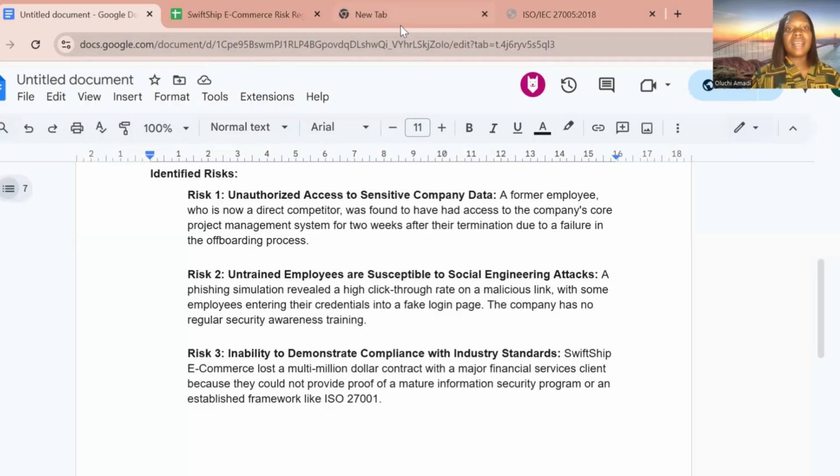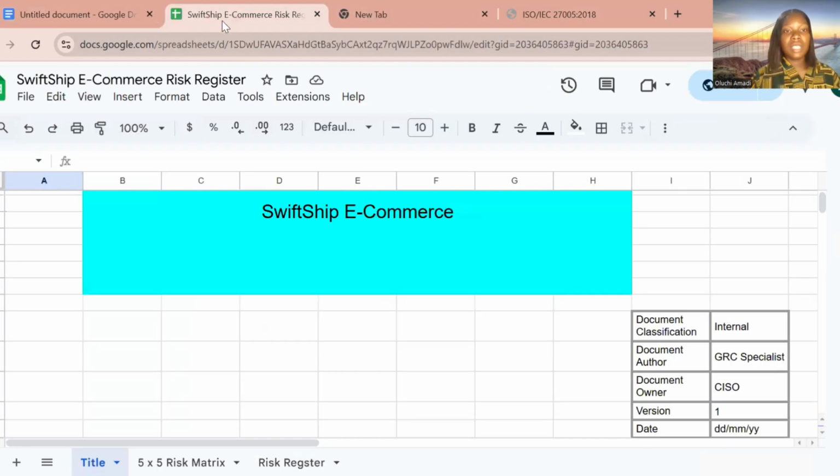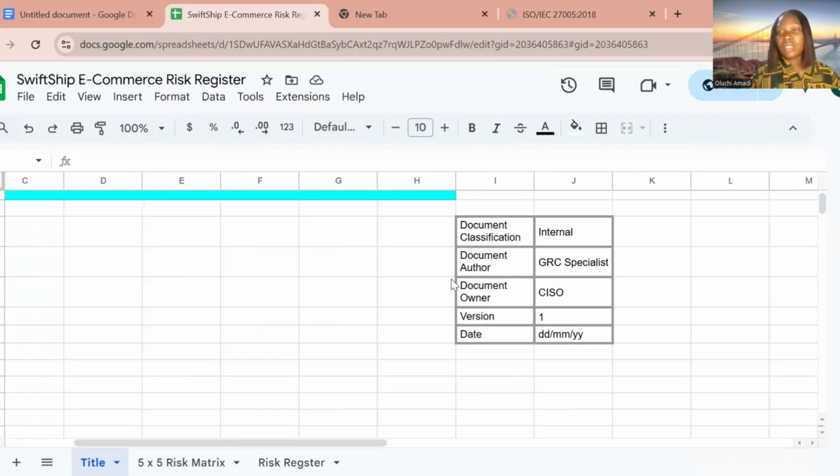So with that, I have actually developed a risk register. You can use Excel or Power BI, but I'm going to be using Excel in this video. The first thing in your risk register is your title. So this is Swiss shop, e-commerce. Another thing in your risk register is the document classification. It's internal documents. Then the document author, who is the person that develops the document and owns it, and the version. This is version 1, because it's their first time conducting a risk assessment. Then you add the dates that the document was developed.